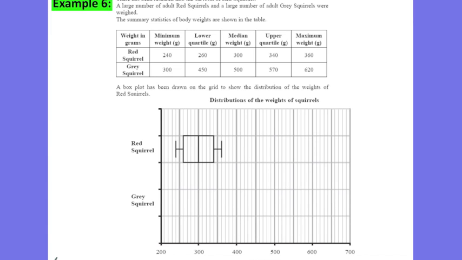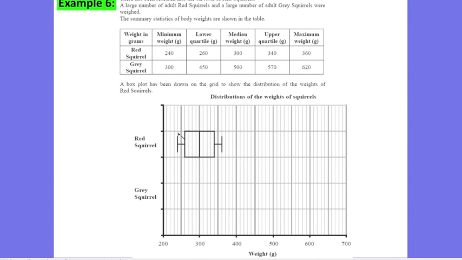Example number 6. There's been research into the survival of red squirrels. A large number of adult red squirrels and a large number of adult grey squirrels were weighed. The summary statistics of the body weights are shown in the table. A box plot is being drawn on the grid to show the distribution of weights for the red squirrel. We're asked to plot for the grey squirrel. So, taking your ruler, we're going to use the same lengths that are used here in our box plot that's already been plotted for the red squirrel.